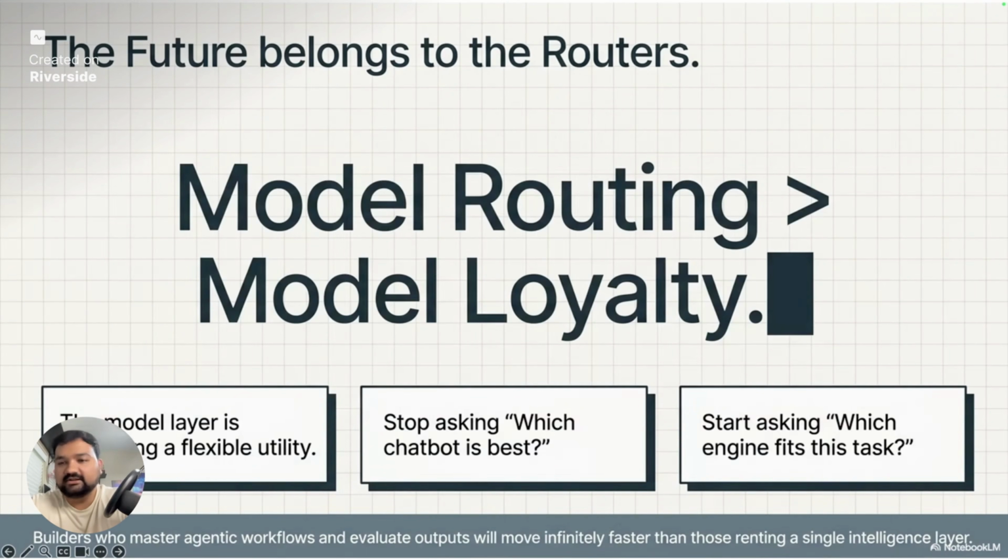So here is the final message: model routing is greater than model loyalty. Stop asking which chatbot is best, start asking which engine fits this risk. And this is the shift. The model layer is becoming a flexible utility, and some models will be better for cost, some will be better for reasoning, and some will be better for privacy. Some will be better for creative drafts, some will be better for coding, and the winner is not the person who worships one model. The winner is the builder who knows how to route the right task to the right model.